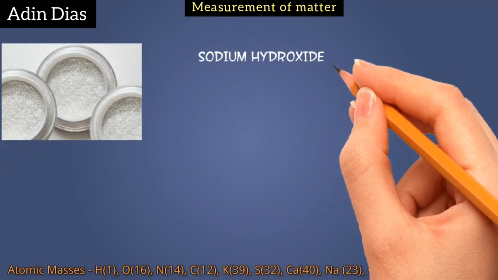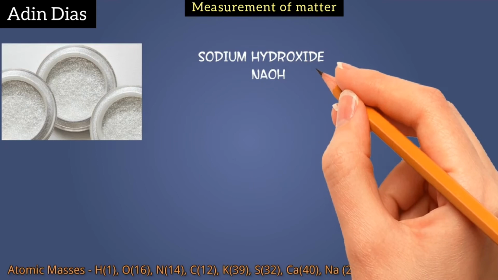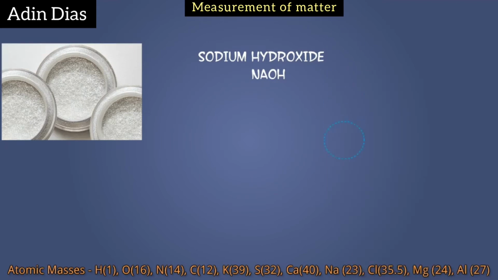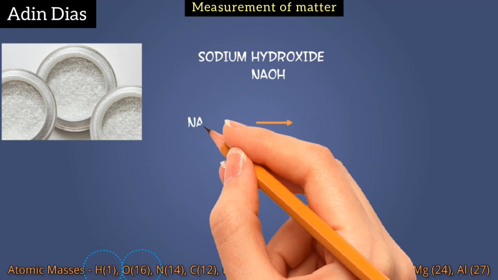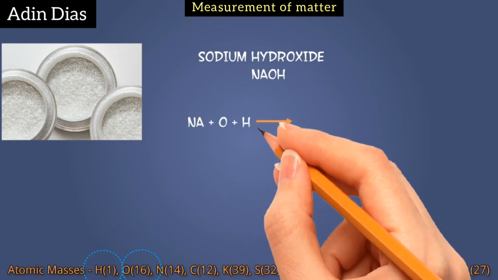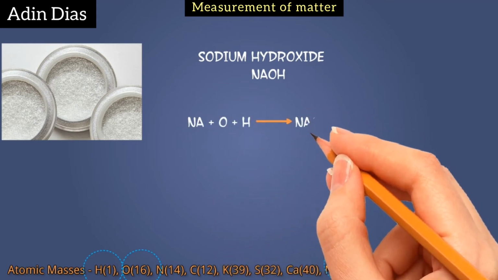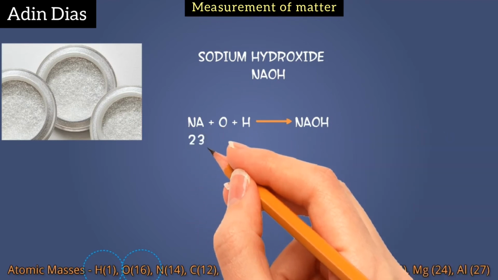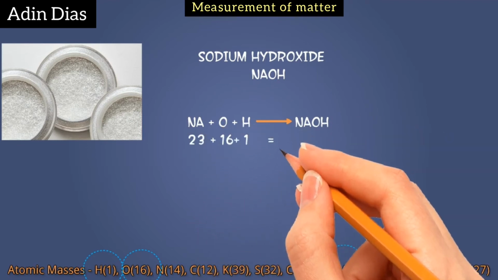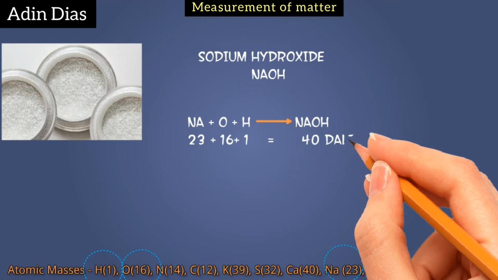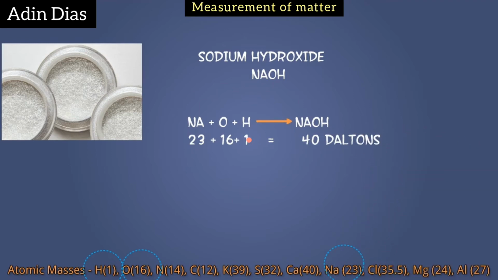Sodium hydroxide, that is NaOH. Look over here, students. The atomic mass of sodium is 23, of oxygen is 16 and that of hydrogen is 1. So to find the molecular mass of sodium hydroxide, we write Na plus O plus H, which will be 23 plus 16 plus 1. What is the answer, students? You are right, on addition we get 40 Dalton.